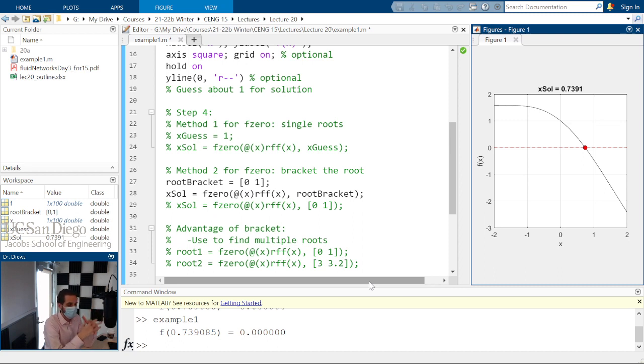There's not a great way to do that with xguess. You just have to hope that your guess got close enough that it found the root that you're interested in. Whereas the brackets, if there's a root in there, it'll guarantee that it finds just that root that's in between the two.